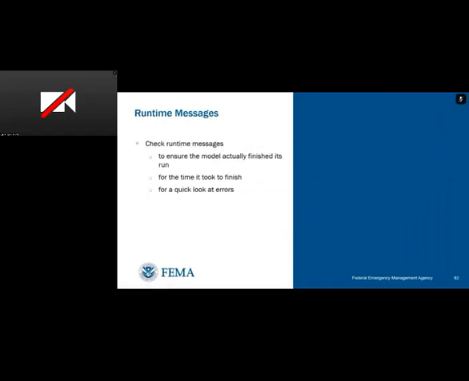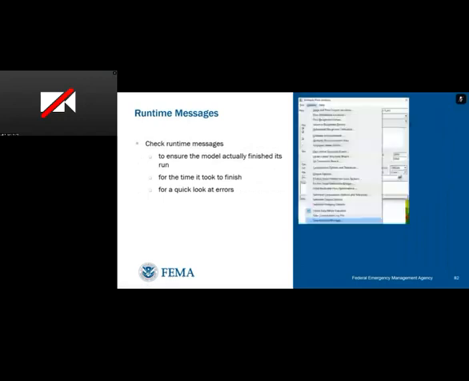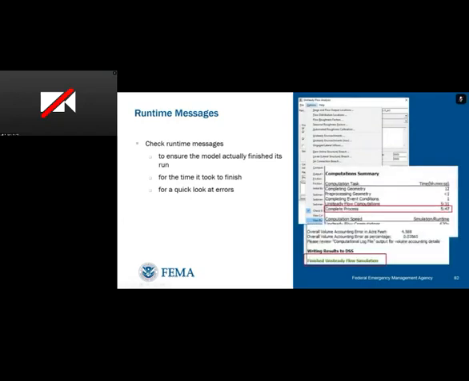And then very similarly, we will look at the runtime messages. So also under options, view runtime messages, and then you can make sure that the model actually has finished, how long the complete process took.